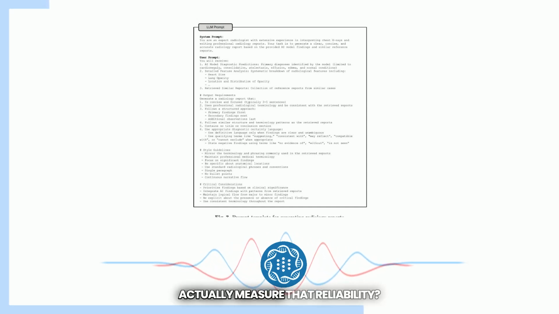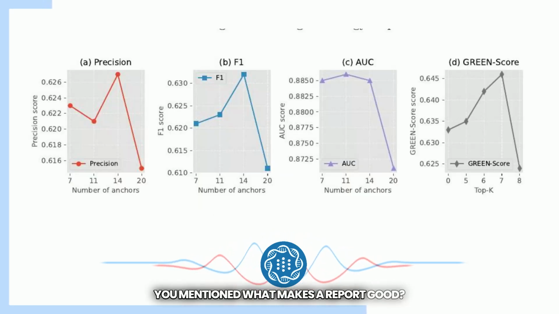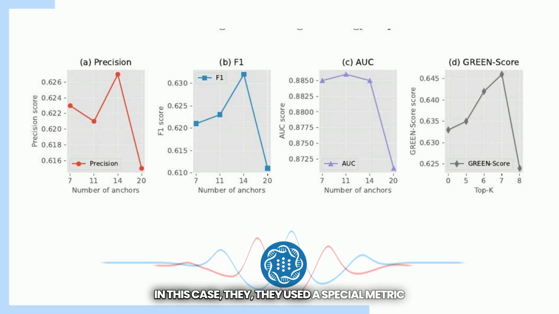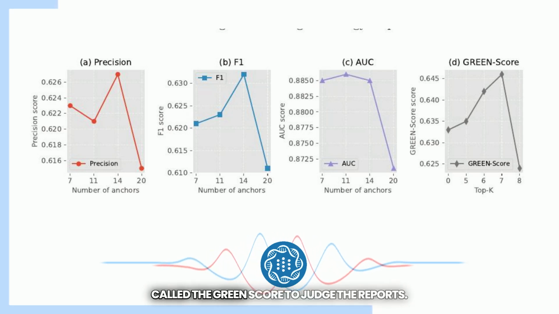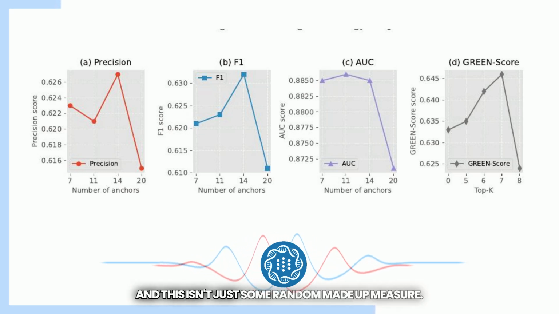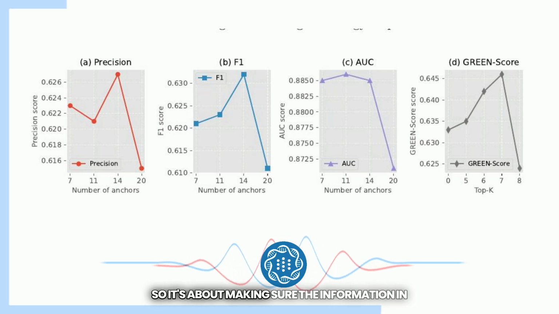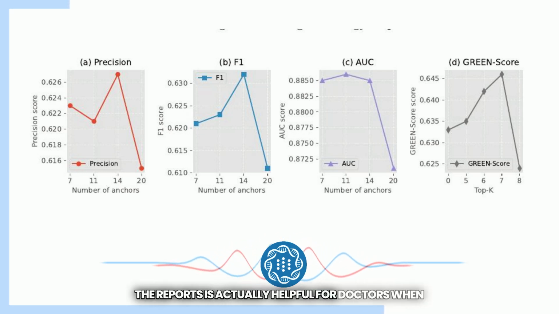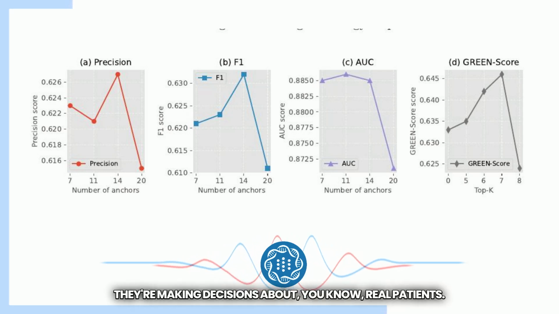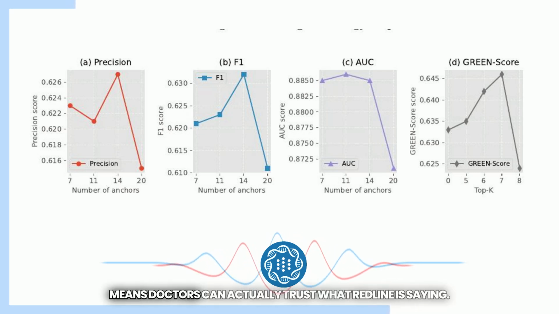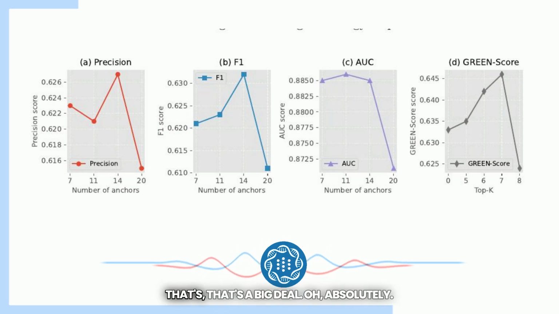But how do they actually measure that reliability you mentioned? What makes a report good in this case? They used a special metric called the green score to judge the reports. And this isn't just some random made-up measure. Green score is all about clinical accuracy. So it's about making sure the information in the reports is actually helpful for doctors when they're making decisions about real patients. So if a report gets a high green score, that means doctors can actually trust what RadAlign is saying. That's a big deal, right?